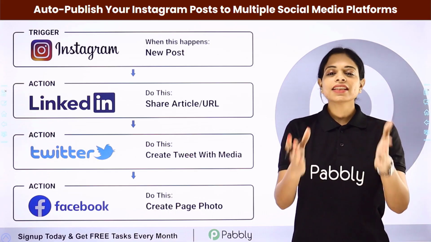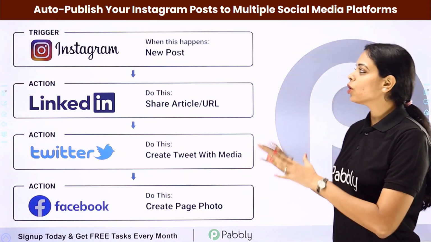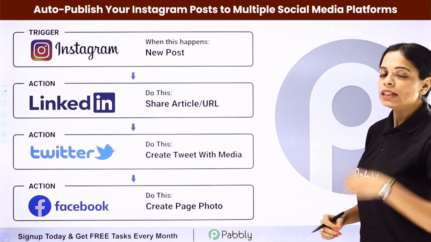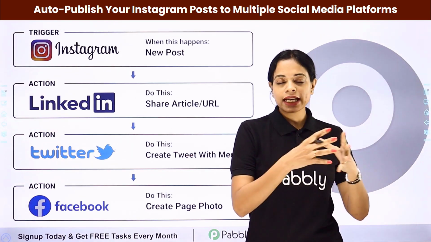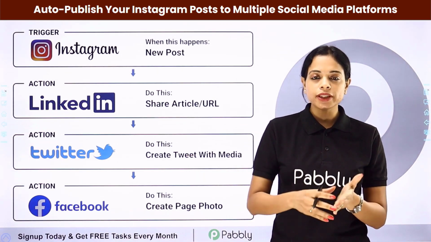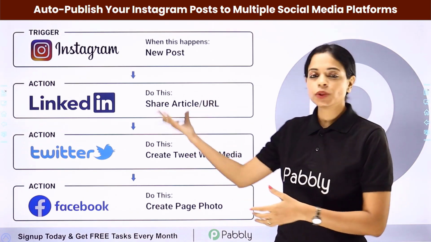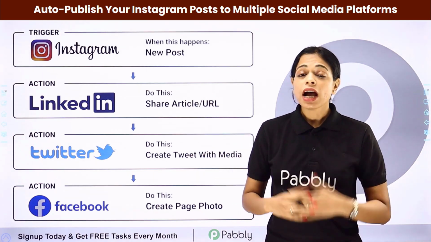In this video, we are going to see how to auto-publish your Instagram posts to multiple social media platforms. So let's say that every time you create a post on Instagram, you want that automatically it should be posted on other platforms like LinkedIn, Twitter, Facebook group, etc. How can you do that?